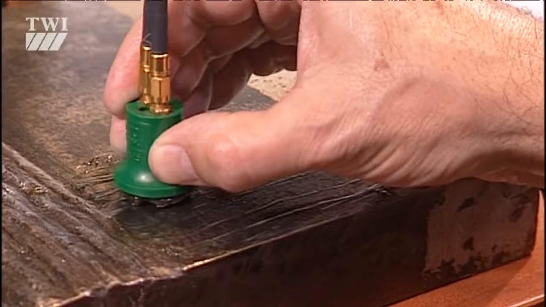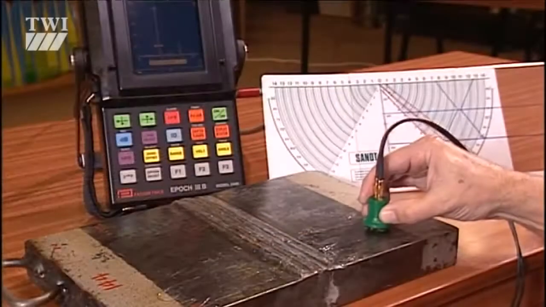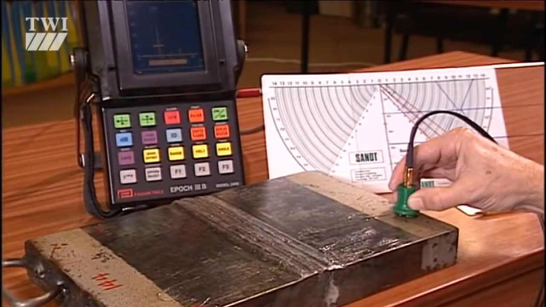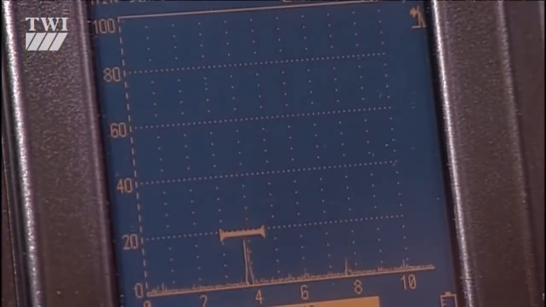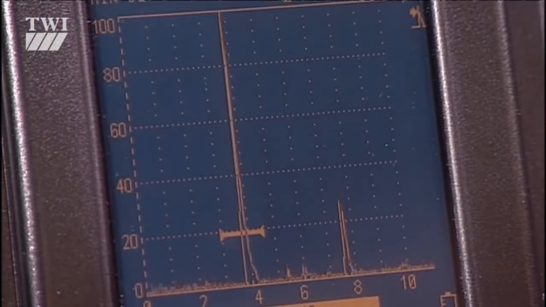The signal bounces or is reflected when it comes across a discontinuity. If we can measure how long the signal takes to return, knowing the speed at which it travels, we can tell where the discontinuity is.